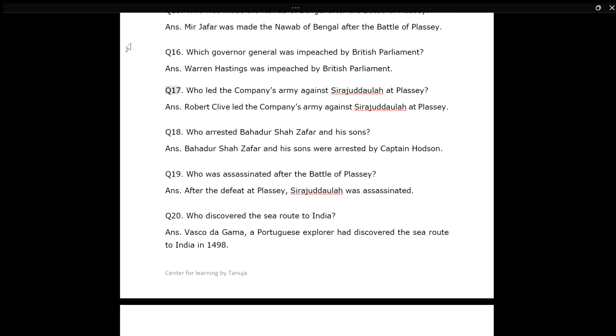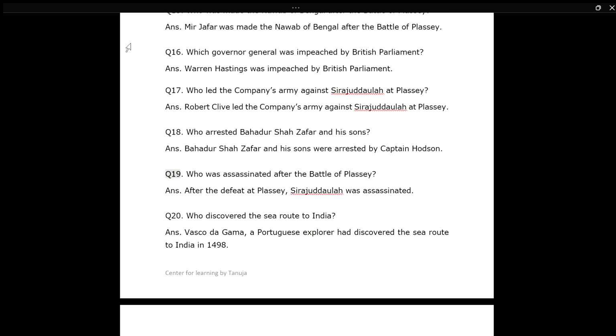Q17. Who led the company's army against Siraj-ud-Daulah at Plassey? Ans. Robert Clive led the company's army against Siraj-ud-Daulah at Plassey. Q18. Who arrested Bahadur Shah Zafar and his sons? Ans. Bahadur Shah Zafar and his sons were arrested by Captain Hodson.